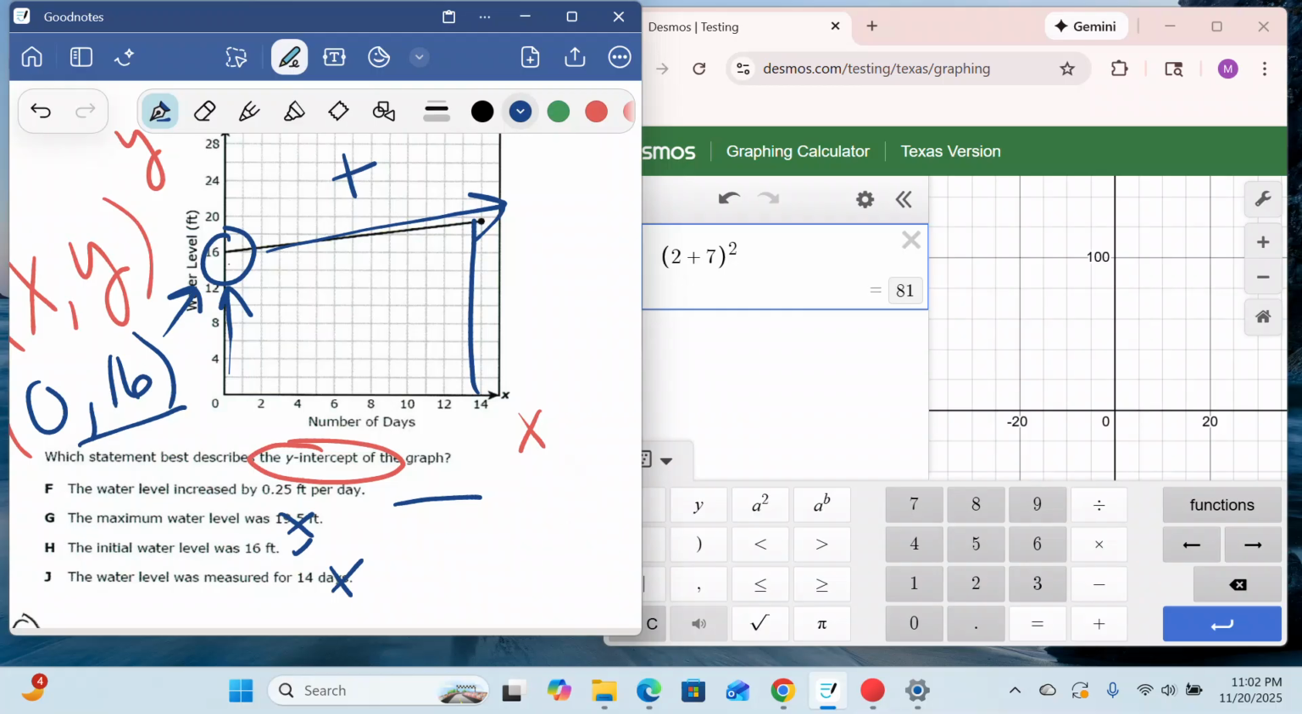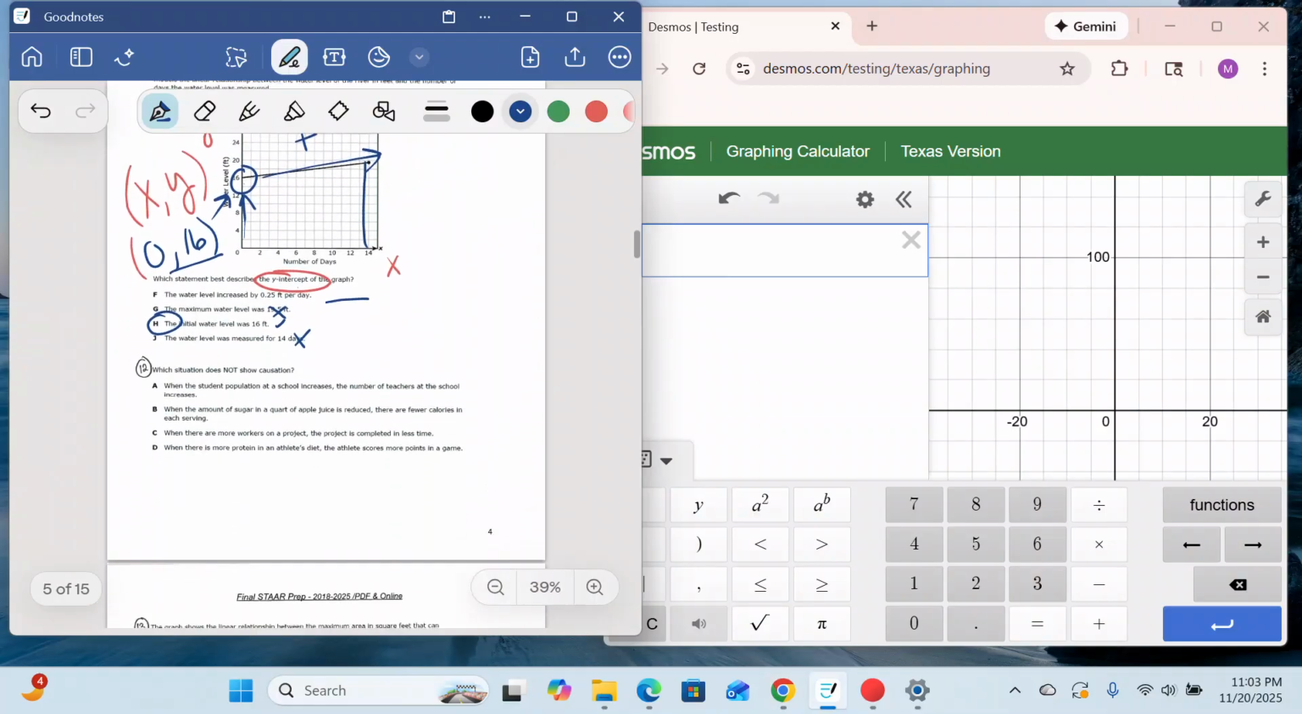Now if they would ask which statement best describes my rate of change, then I would input 2 points in Desmos, let Desmos do the work, and let it spit out y equals mx plus b. But they're asking about what is your y-intercept. My y-intercept right here is the initial water starts at 16 feet. So that is the answer choice, letter H. And once again, my rate of change is positive. Most likely it is this one, but again, they're not asking for rate of change. They are asking for y-intercept.